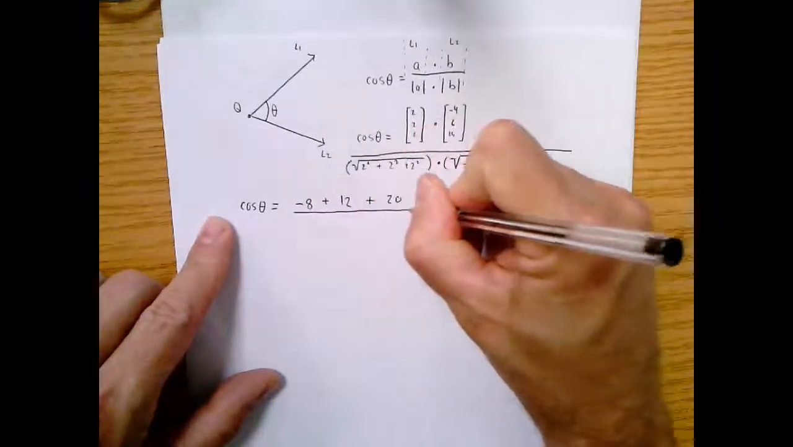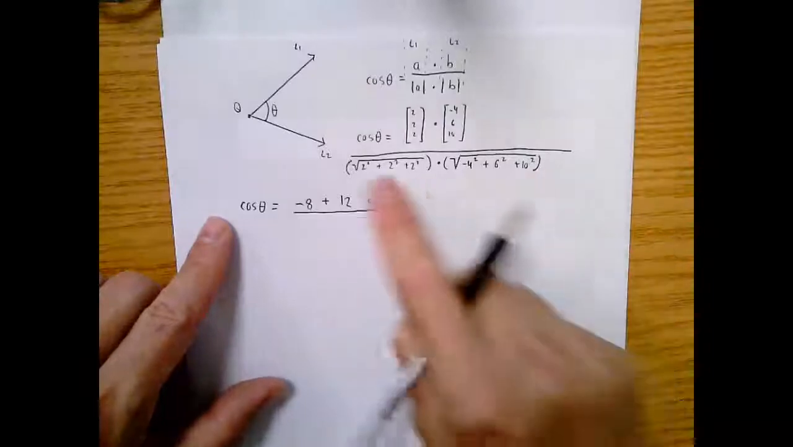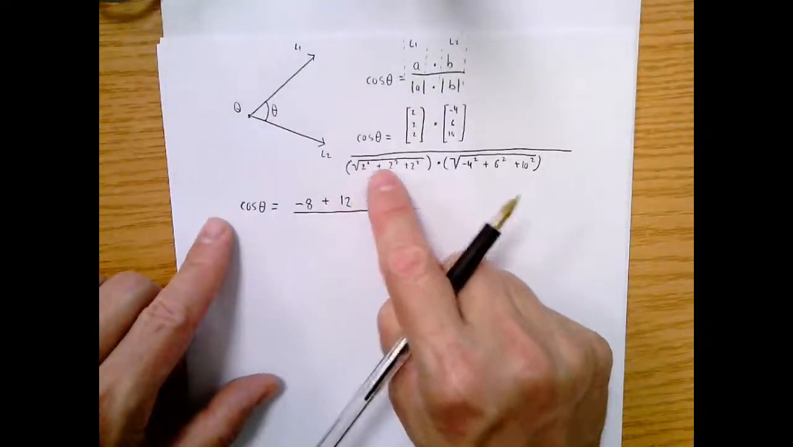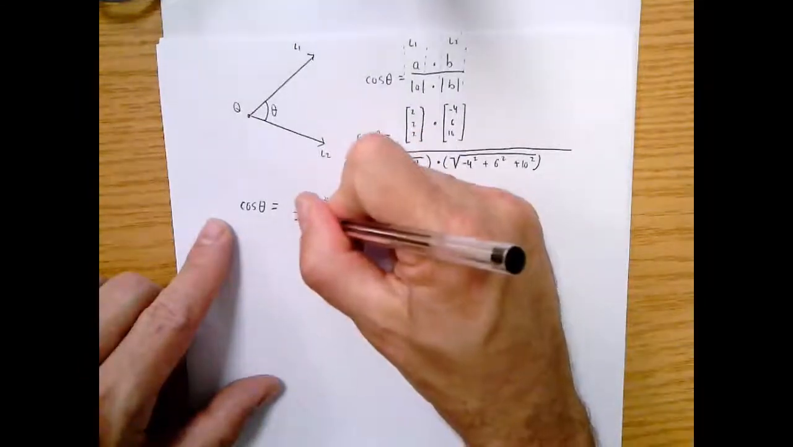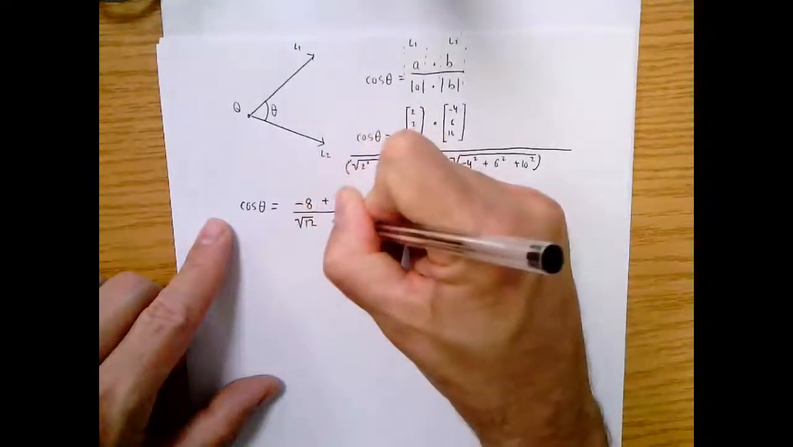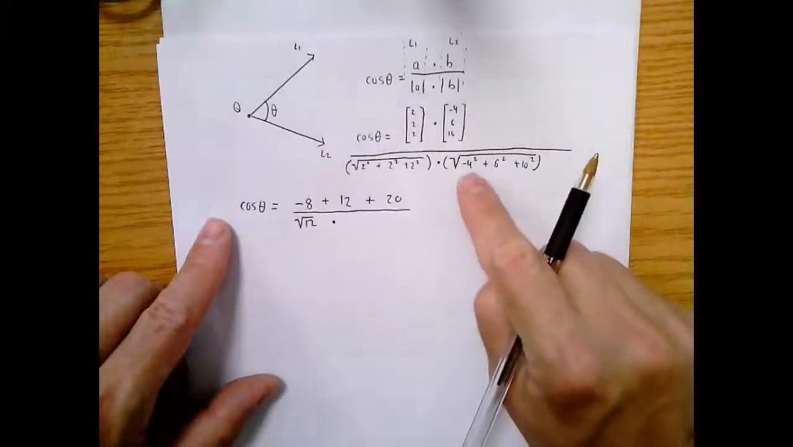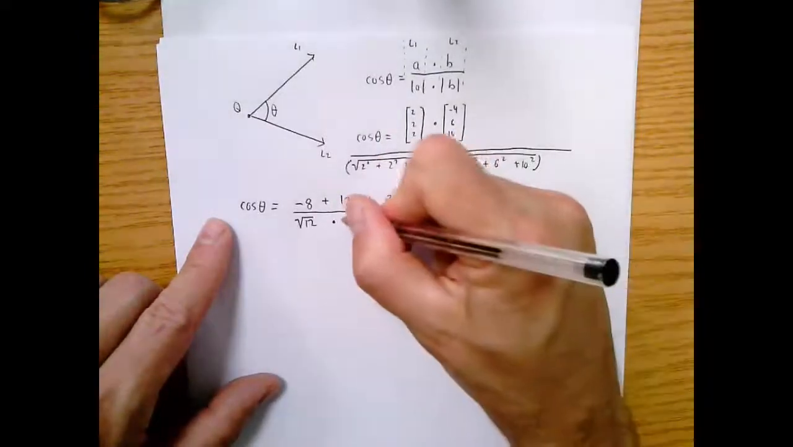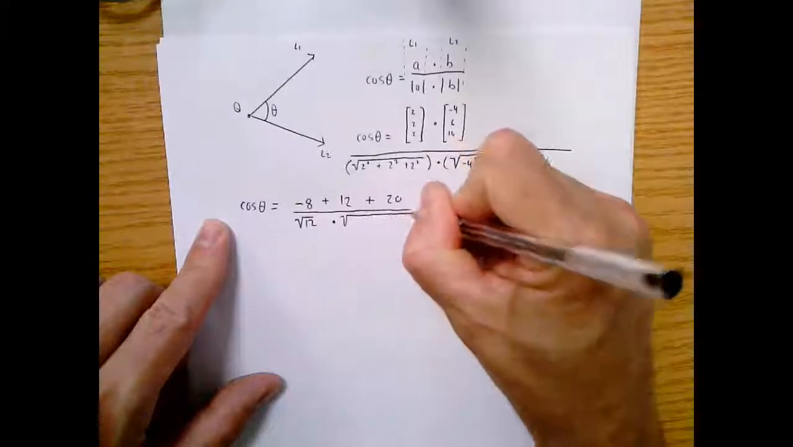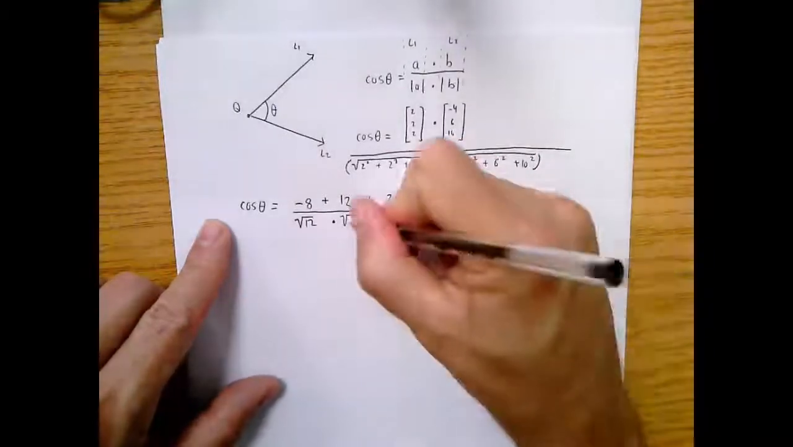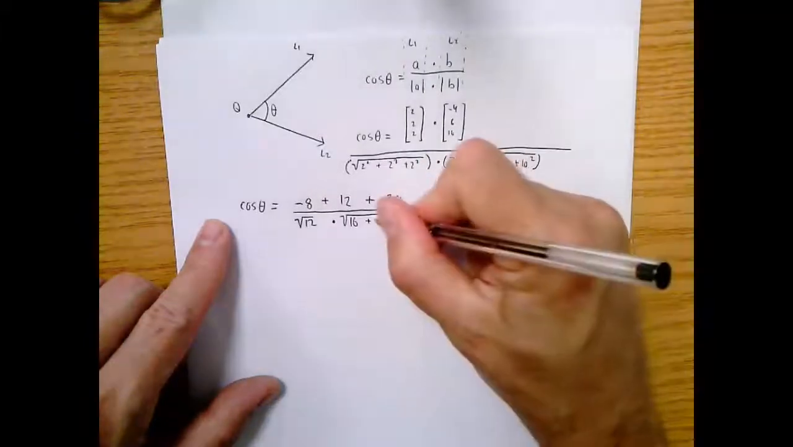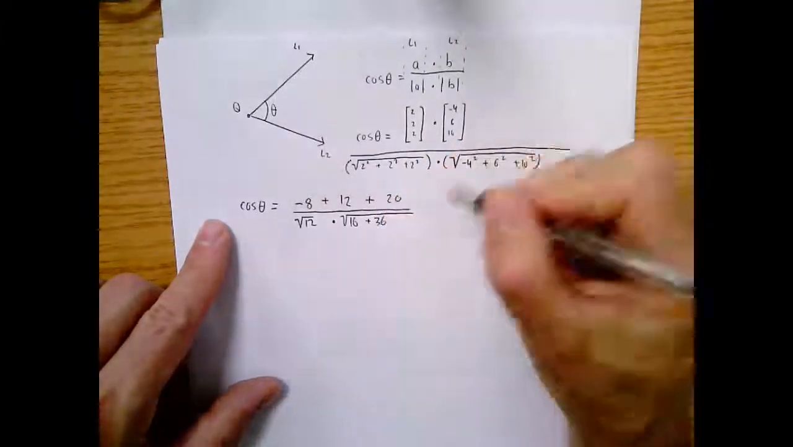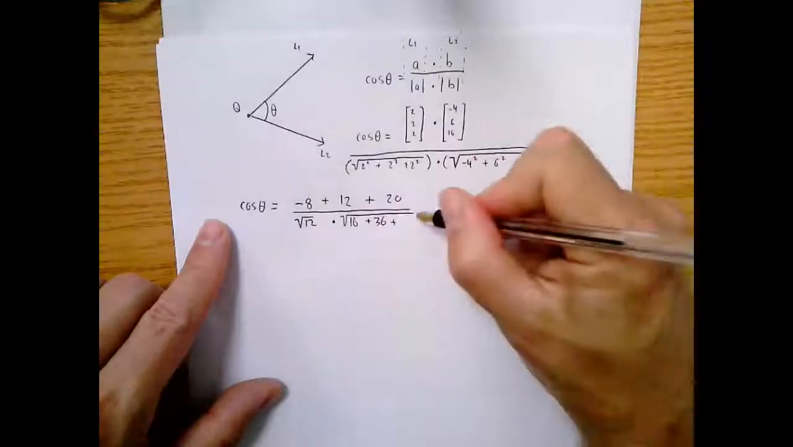Okay, let's tackle the bottom here. 2 times 2 is 4. That's also 4 and so on. So basically down here we have the square root of 12 multiplied by, this one maybe we should write out. This one might be a little big. Let's see here. Negative 4 squared is 16. Plus 6 squared, which is 36. Plus 10 squared, which is 100.